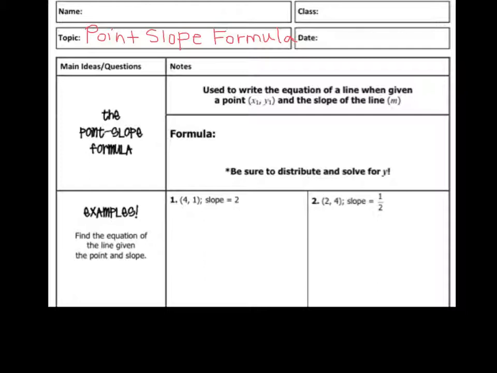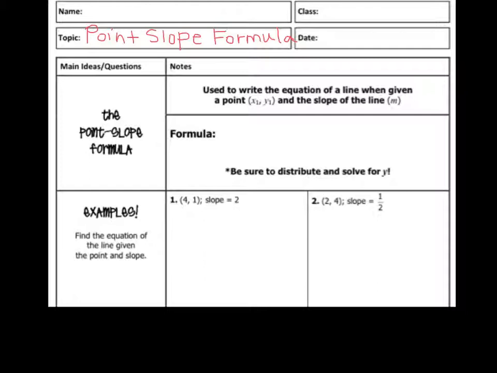So you're going to use the point-slope formula when you're writing the equation of a line given a point, which we're going to call x1, y1, and you're given the slope of a line, which remember that's m. Okay? So the first thing I'm going to do is go over the formula with you.